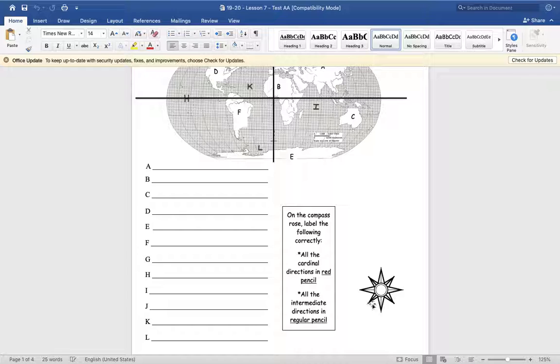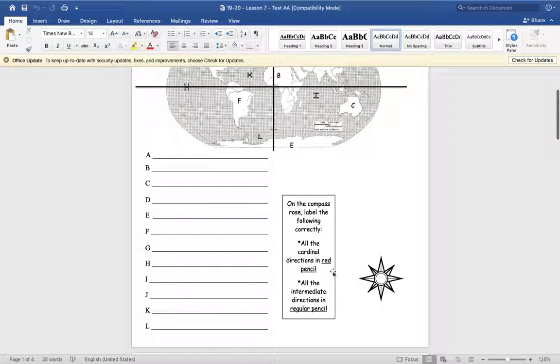Use your regular pencil on this drawing to label all the intermediate directions. When you are finished, please double check your page and then move on. Remember, you can pause this video at any time if you need extra time to answer the questions, and then start it when you are ready.